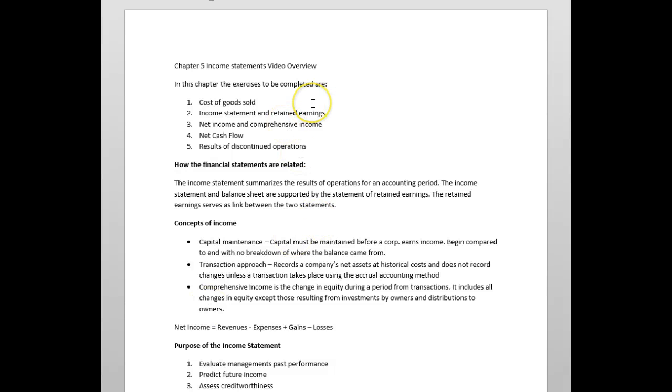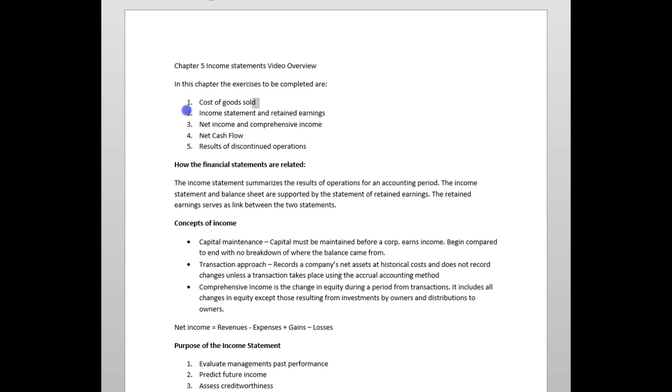Hi, Chapter 5, Income Statements. I think this is probably my favorite chapter of all, because I really like what we do. This really ties a company together so you can really see what they're doing. We're going to look at, I think it looks like 5 exercises.